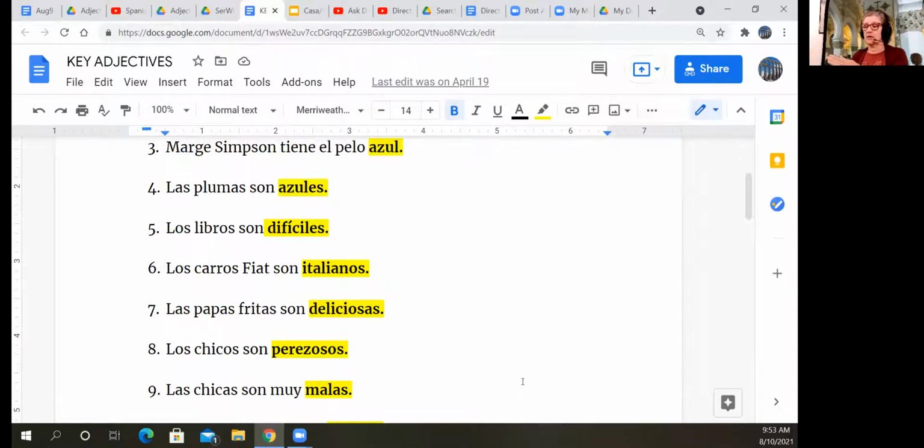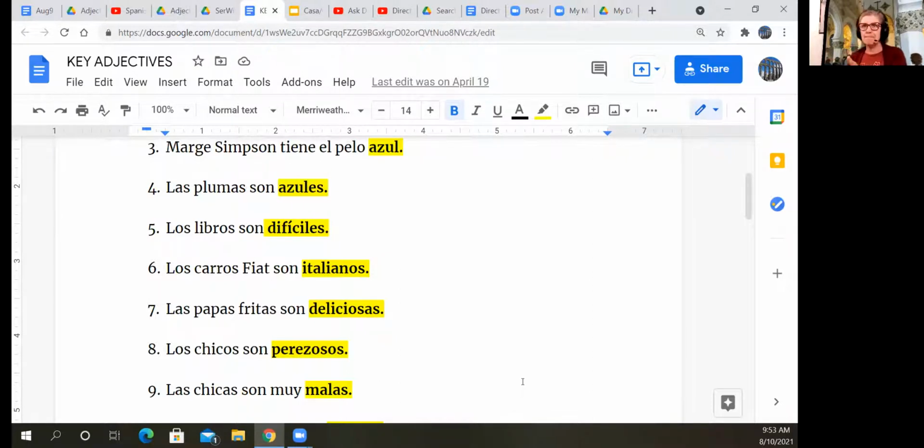And azul does not end in an O, so we just make it plural. It's the same for masculine and feminine. We just add on an ES to the end. Los libros son difíciles. We need to make that plural because libros is plural, but difícil will be the same for masculine and feminine. We just make it plural, difíciles. Okay. Los carros Fiat son italianos. Italiano ends in an O, so we need the full-blown four different forms. Italianos, masculine, plural.